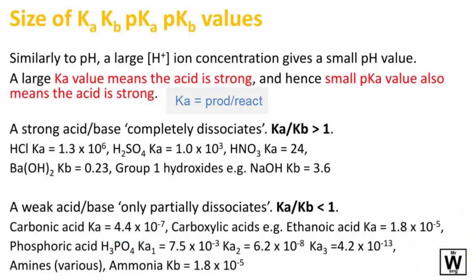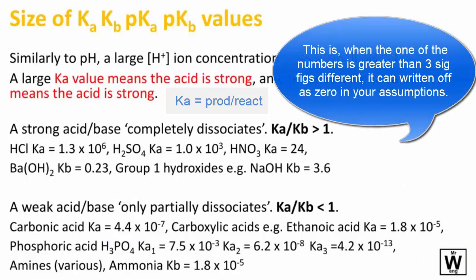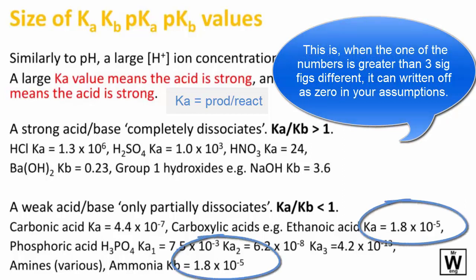So anything with a factor of 1,000 in your calculations you can write off as 0. So you can see with these numbers here, you can write these off as insignificant in certain situations in your assumptions to work out problems in chemistry.